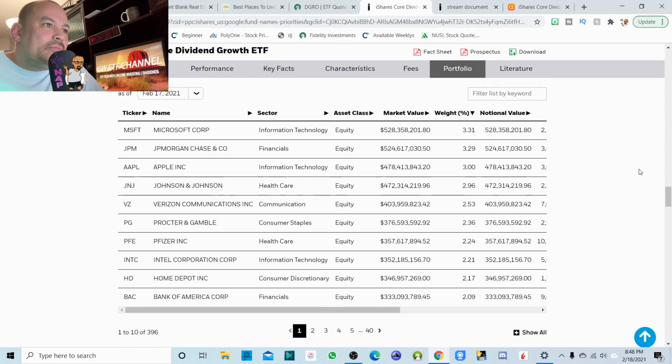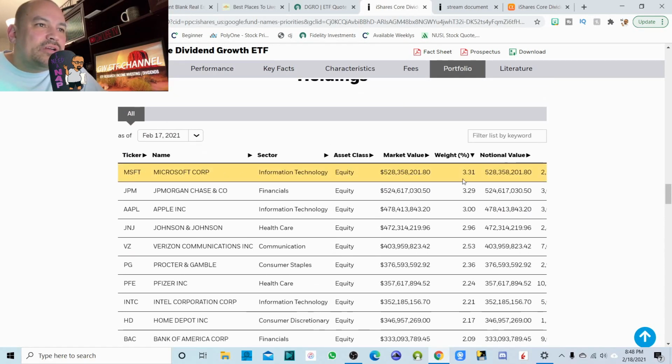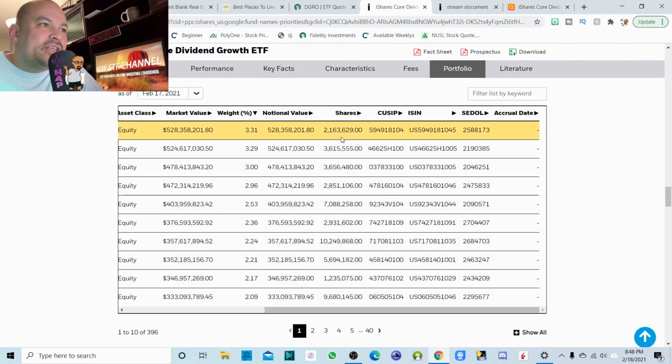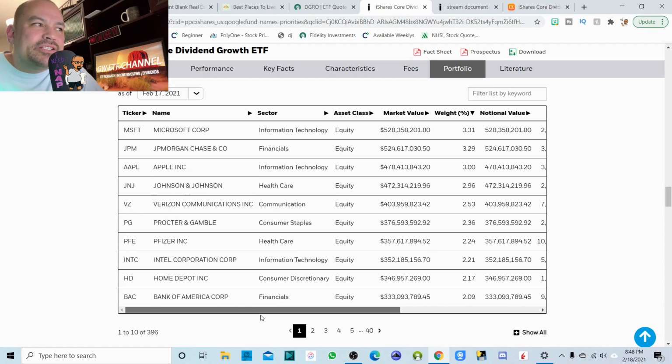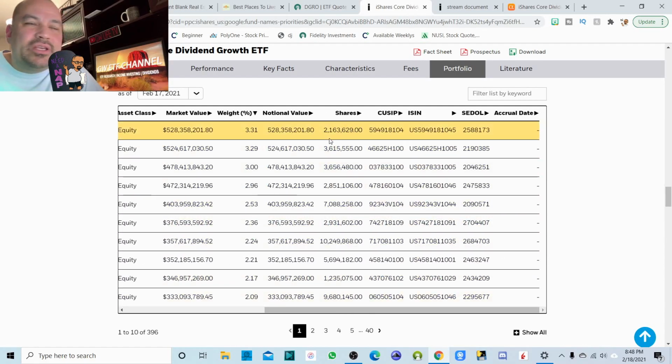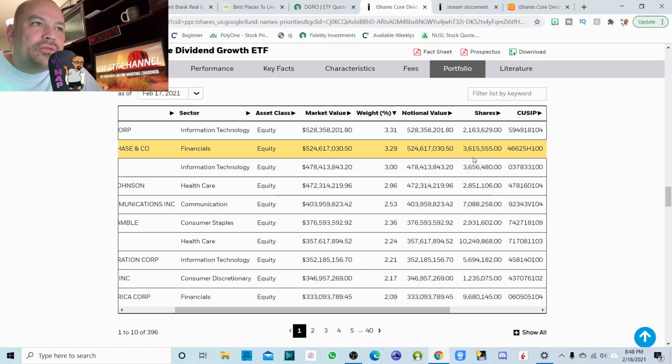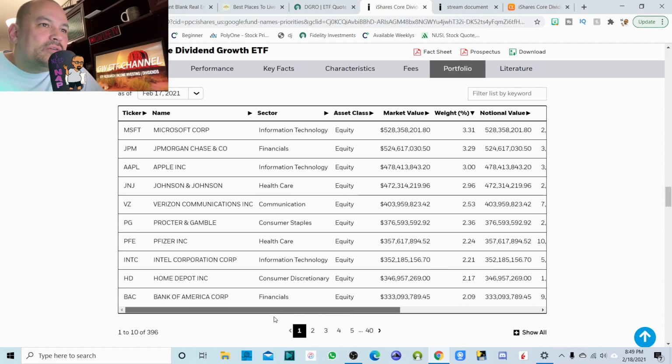So if we look here, top 10, Microsoft, 3.3% of the fund there. It'll show you how many shares they have. They have 2,163,629 shares. So when you buy a share of DGRO, you get a little piece of that. JP Morgan Chase, 3,615,000 shares. Apple, Johnson & Johnson, Verizon, Procter & Gamble, Pfizer, Intel, Home Depot, Bank of America.